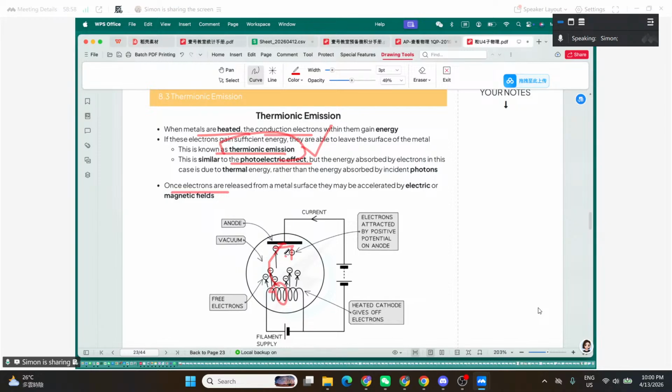So after the electrons gain kinetic energy and leave the surface of the metal, they will go into a new region. The region may be an electric field or a magnetic field. In this new field, they will be accelerated in the electric field or deflected in the magnetic field. Understand now?